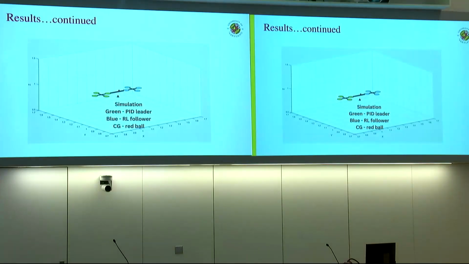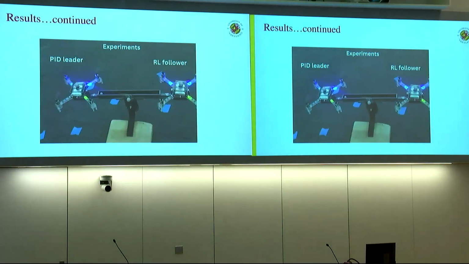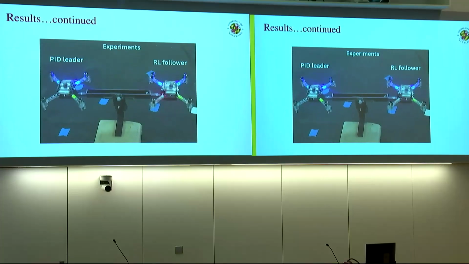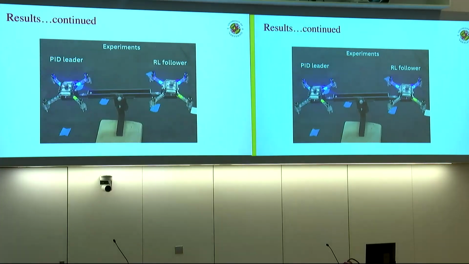So this is the simulation of the entire scheme. The red is the moving CG, and blue is the RL follower, and green is the PID leader. And in simulation, I noticed that the system was very slow. So I was a little skeptical whether it would work properly in experiments or not. But in experiments also, it gives good results. So you see the RL follower is here, and the PID leader is on the left, and the ball is being able to balance. The good thing about this is that the balancing was going well.